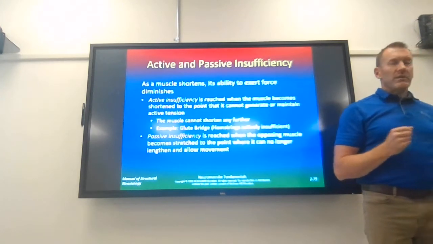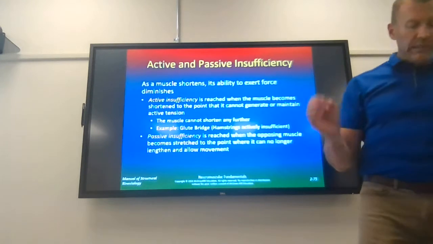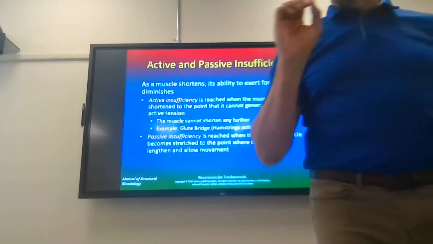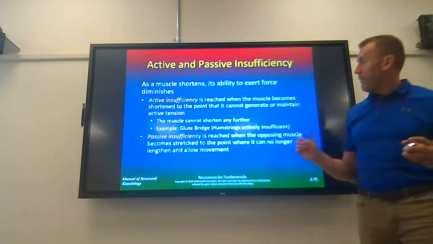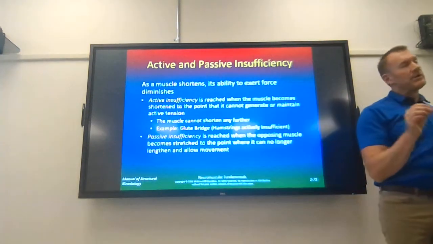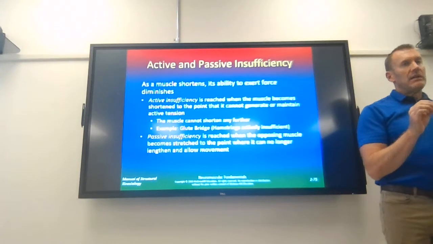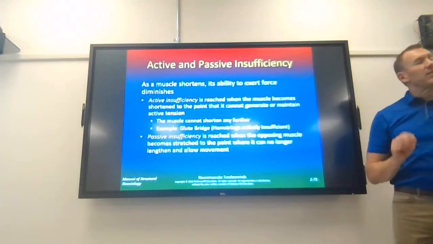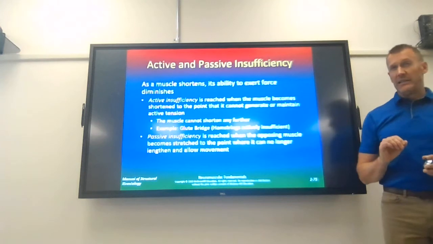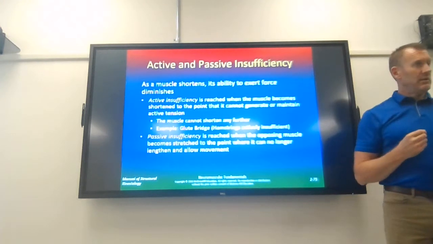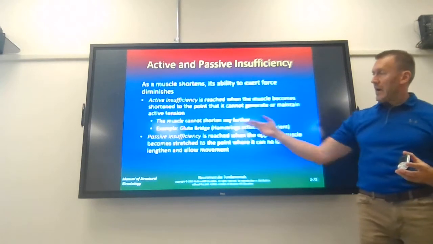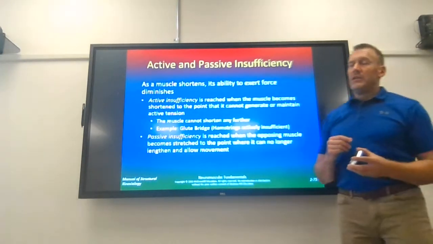So remember, a muscle can do really well with one or the other, but not both to the greatest extent at the same time. So what happens is with a glute bridge, because the knees are flexed, the hamstrings become actively insufficient. So what muscle tends to be emphasized then in extending the hip? Yeah, gluteus maximus is the emphasis because the hamstrings are actively insufficient. Let me give you another example.